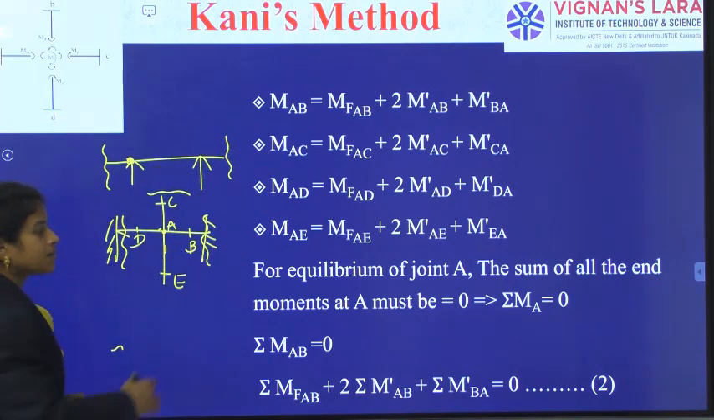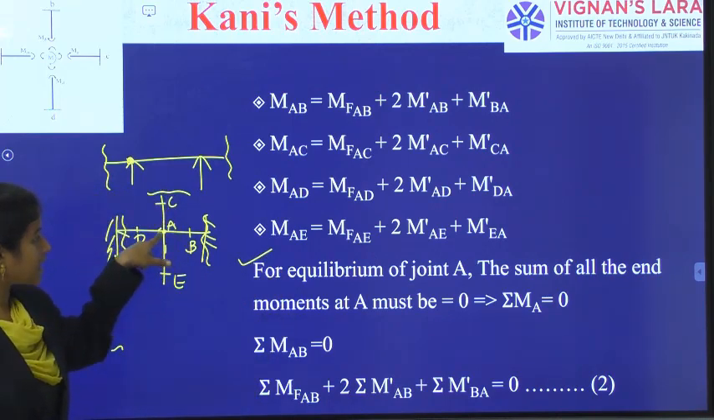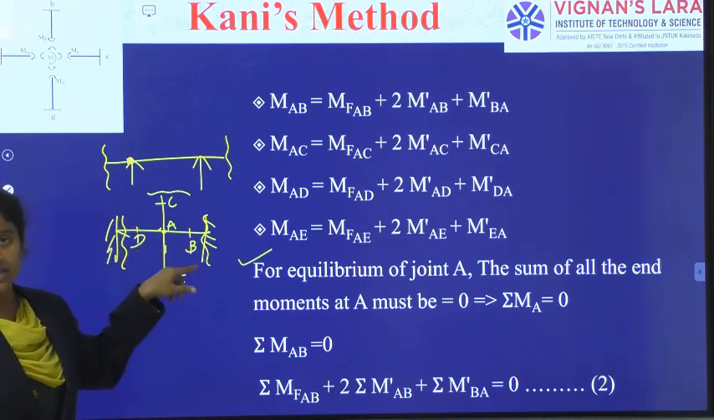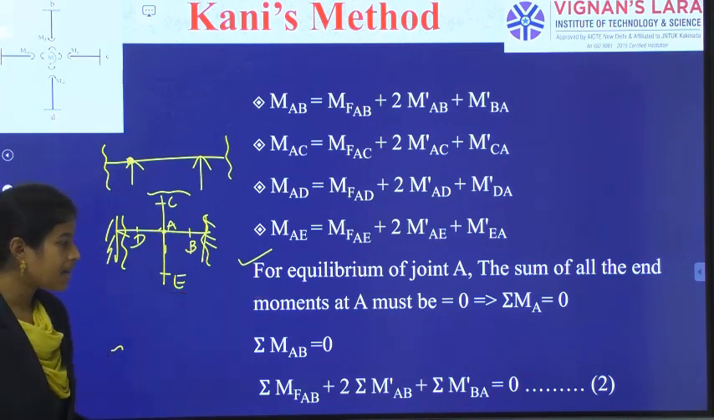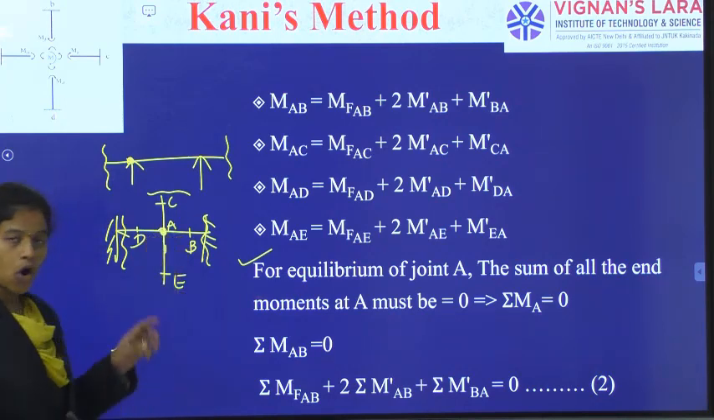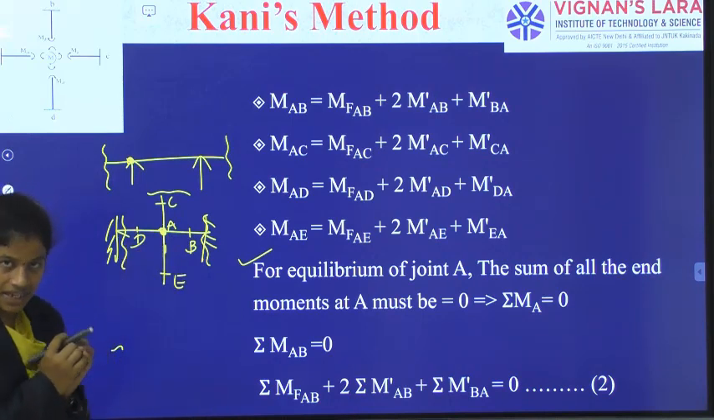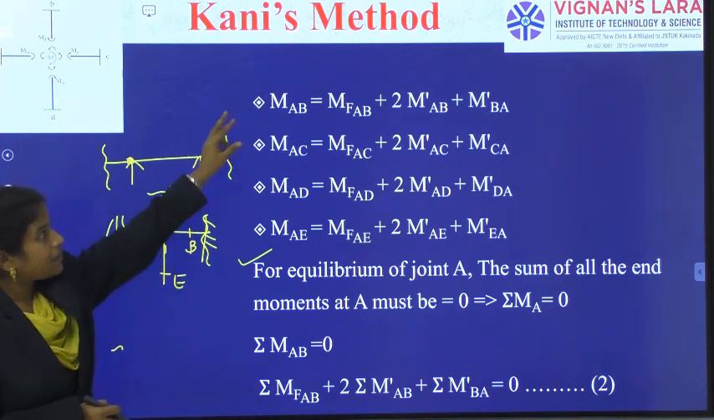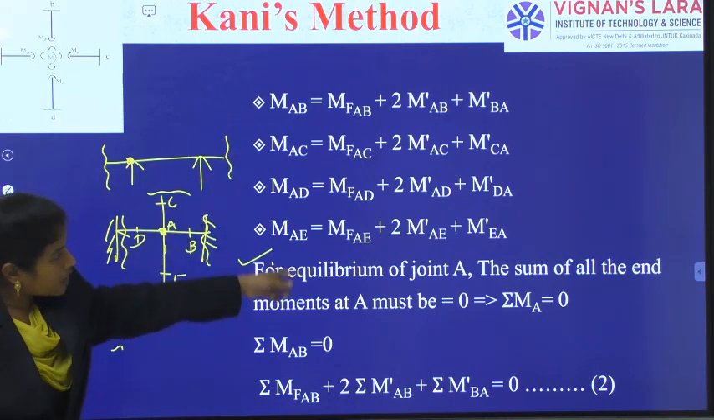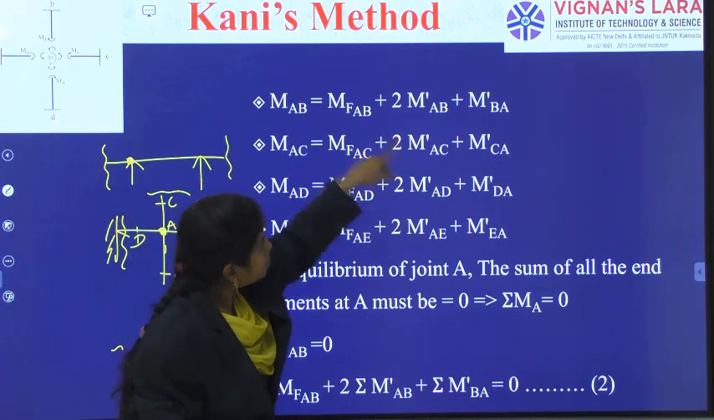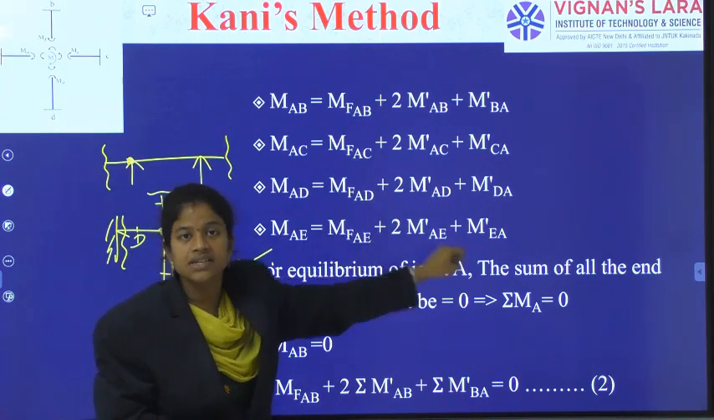Now, what is the thing? For the equilibrium of the joint, all these members are connected at the joint only. That's why the summation of all the end moments at A must be equal to 0. That's why I can say sigma MAB, these sigma terms, are equal to 0, including all these values, the summation of all the 12 values is equal to 0.